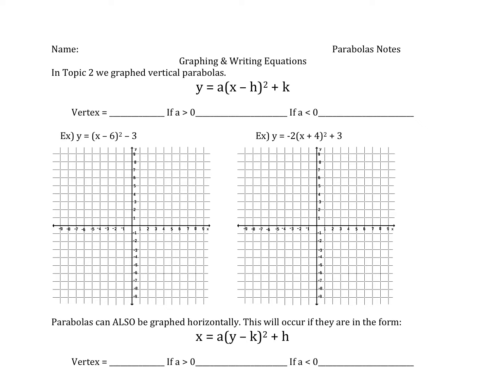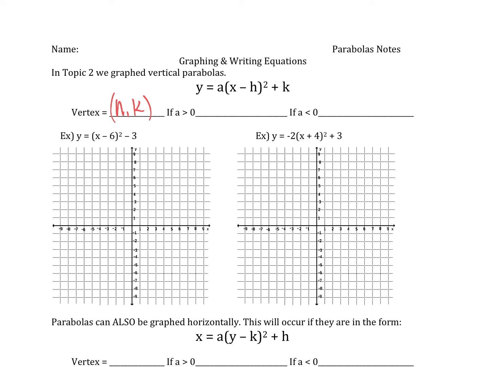Okay guys, this is one of my favorite things in math: when we graph, we use the same type of notation always, forever and ever. So this h, because it's with our x, goes to the left and right. When I go to graph this, my vertex is (h, k).